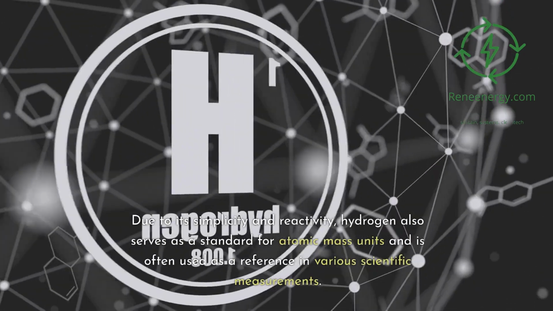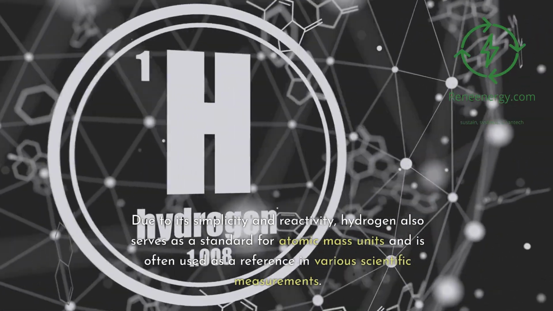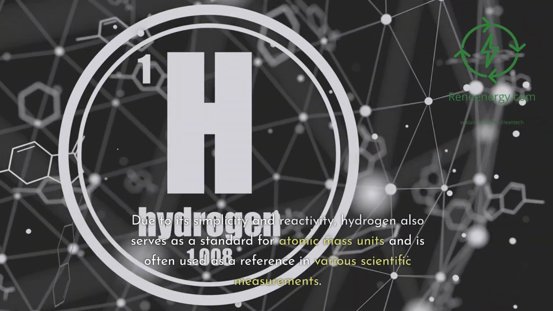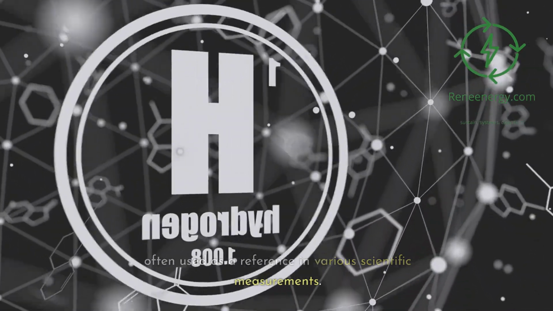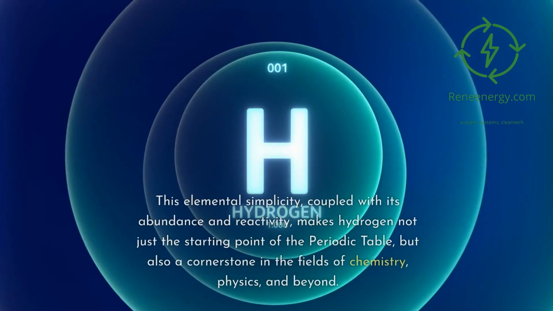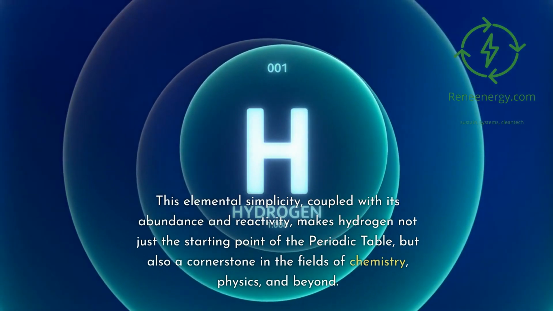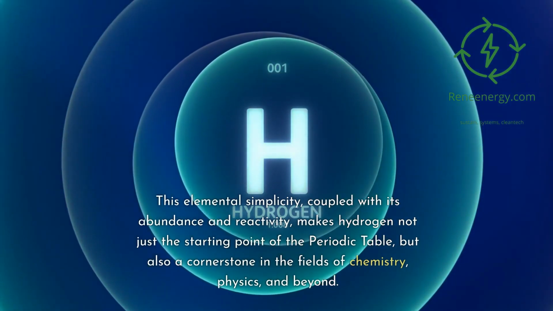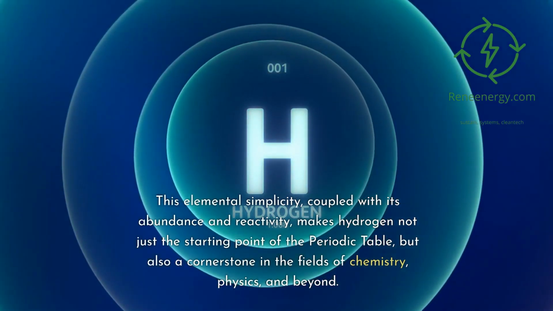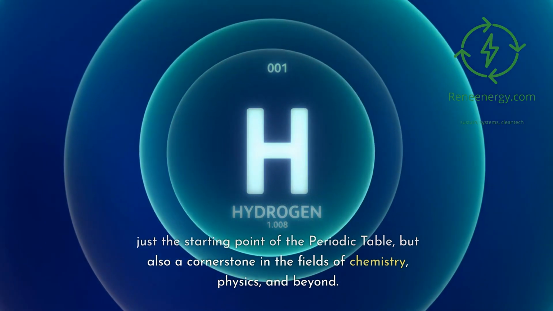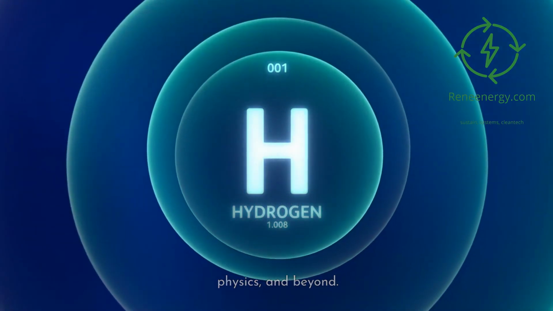Due to its simplicity and reactivity, hydrogen also serves as a standard for atomic mass units and is often used as a reference in various scientific measurements. This elemental simplicity, coupled with its abundance and reactivity, makes hydrogen not just the starting point of the periodic table, but also a cornerstone in the fields of chemistry, physics, and beyond.